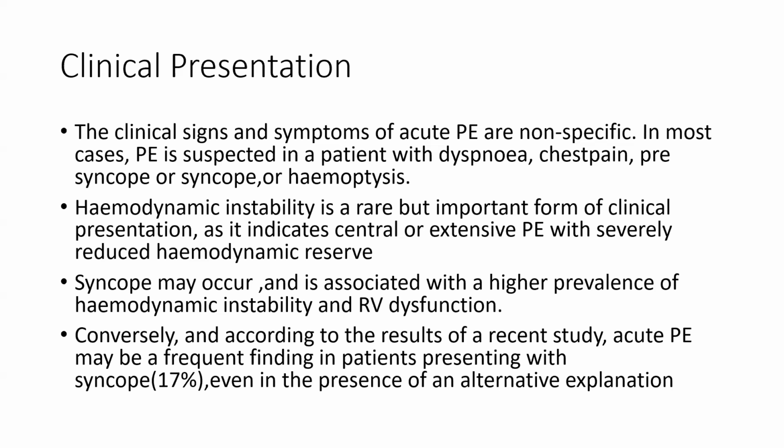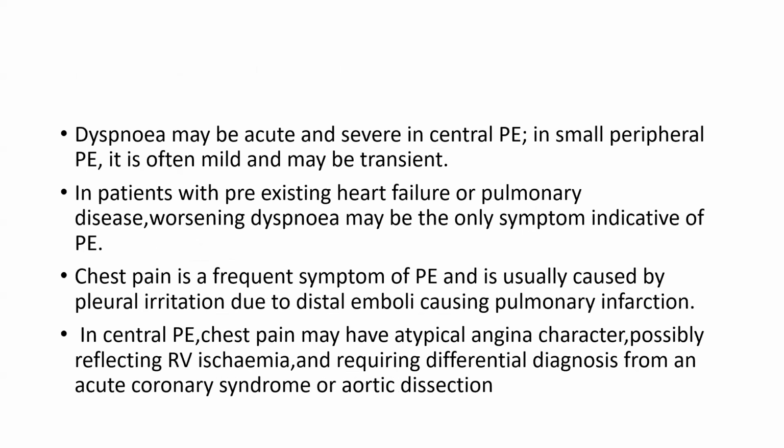Conversely, according to the result of a recent study, acute PE may be a frequent finding in patients presenting with syncope, even in the presence of an alternate explanation. Dyspnea may be acute and severe in central PE. In small peripheral PE, it is often mild and may be transient.